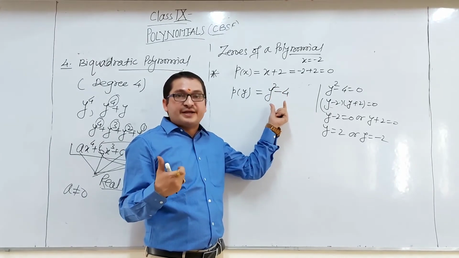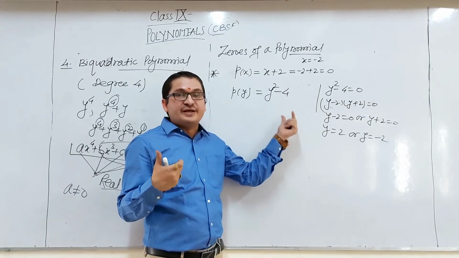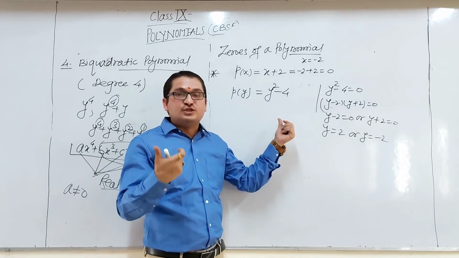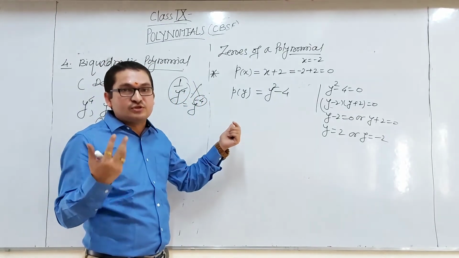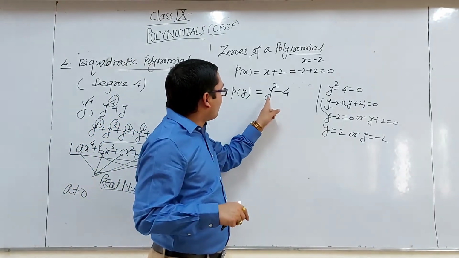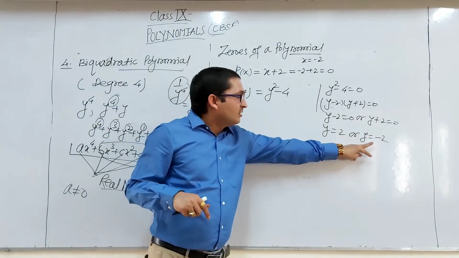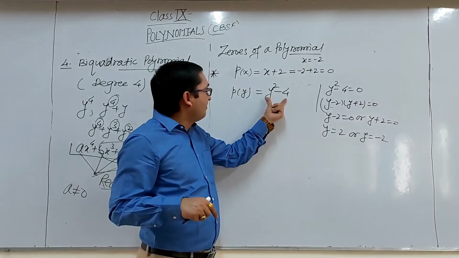So in a quadratic polynomial, how many zeros will you get? 2. In a linear polynomial, how many zeros will you get? 1. In a cubic polynomial, how many zeros are possible? 3. So for y equal to 2 and minus 2, this whole polynomial is what?